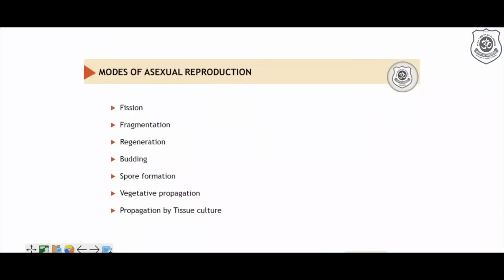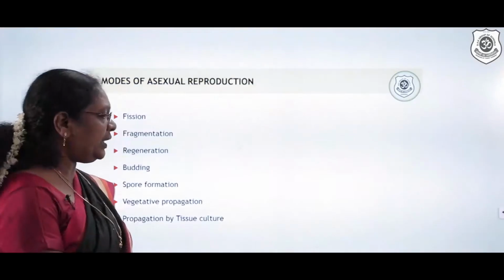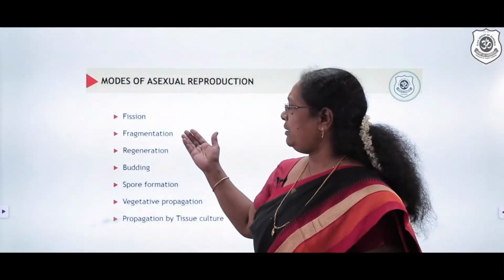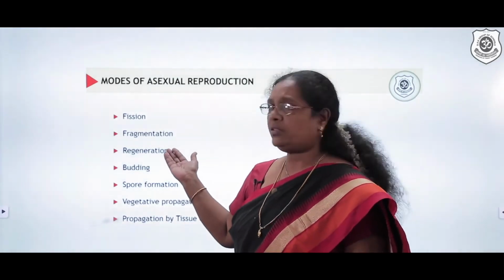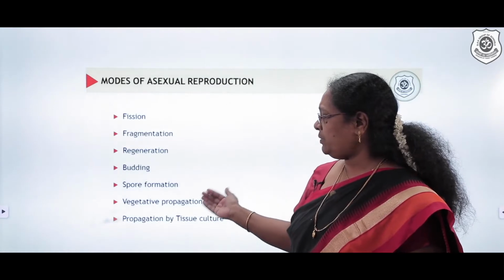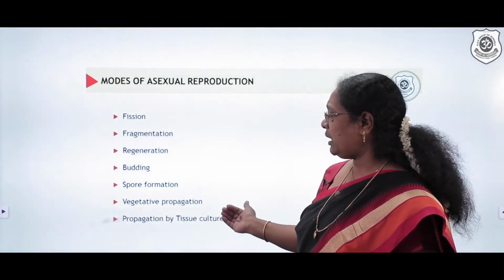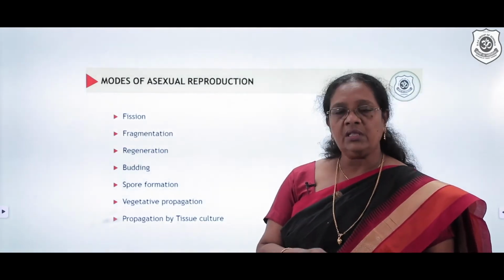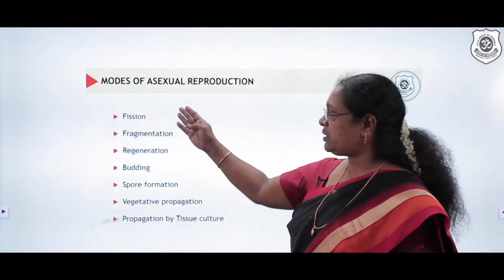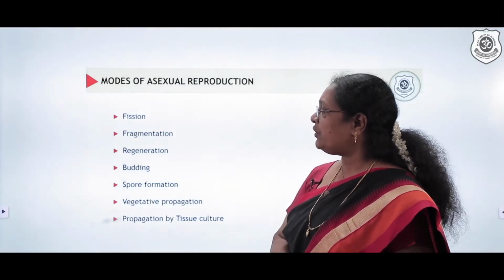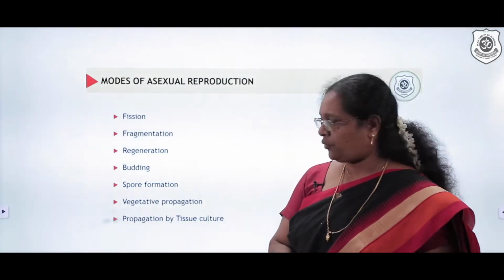We quickly check the various modes of asexual reproduction. The various modes that we see are fission, fragmentation, regeneration, budding, spore formation, vegetative propagation, and propagation by tissue culture, of which in this module we are just going to focus on the 5 important topics of fission, fragmentation, regeneration, budding, and spore formation.